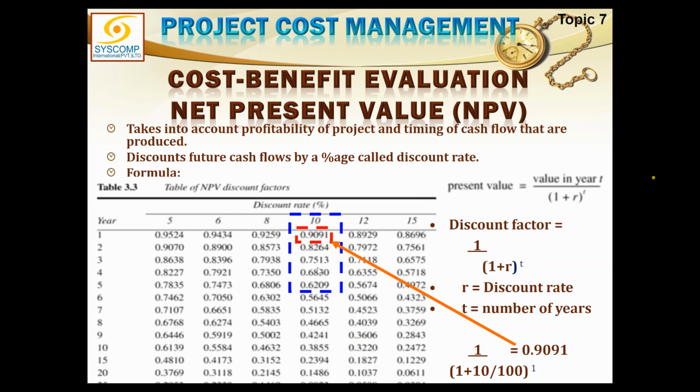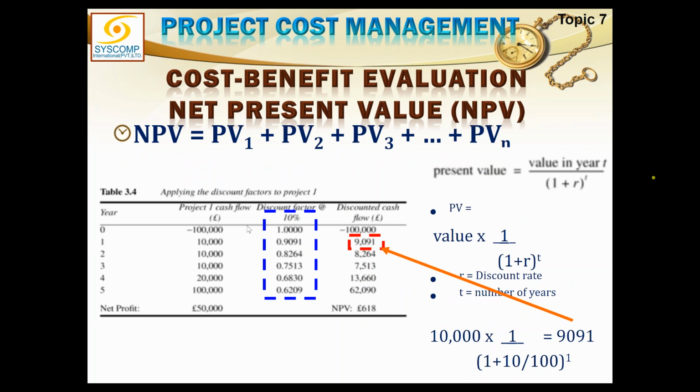Now what is needed? Say the discount rate is 10% and you have got these 5 years. So the first year amount will be multiplied by 0.9091, second year amount will be multiplied by 0.8264, third year by 0.7513 and so on. So if I can apply this rule on my project 1, tell me, the investment of 100,000 rupees I am making, how much will it be worth as present value at a discount rate of 10%?